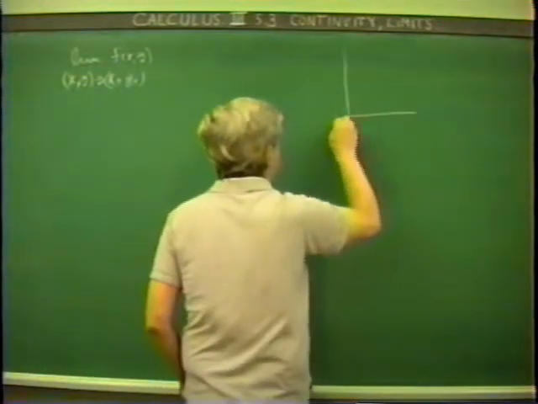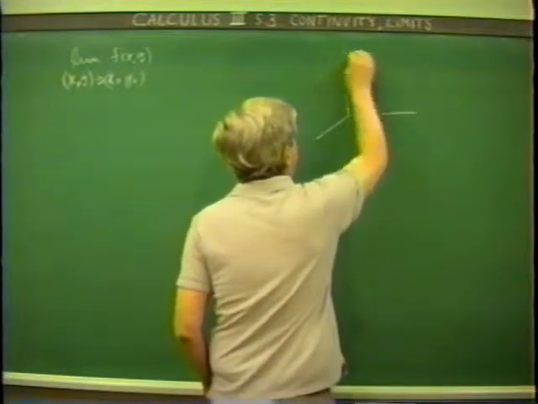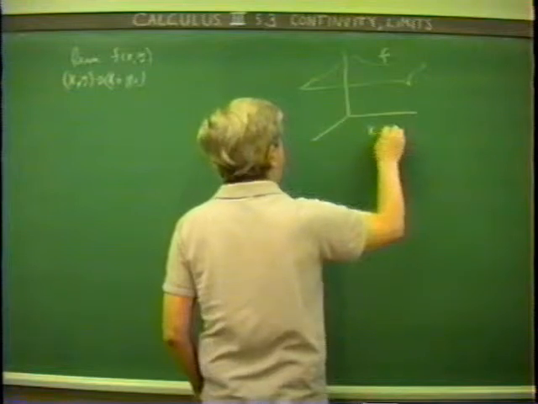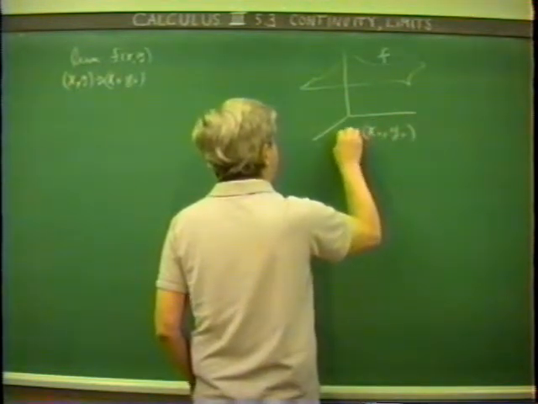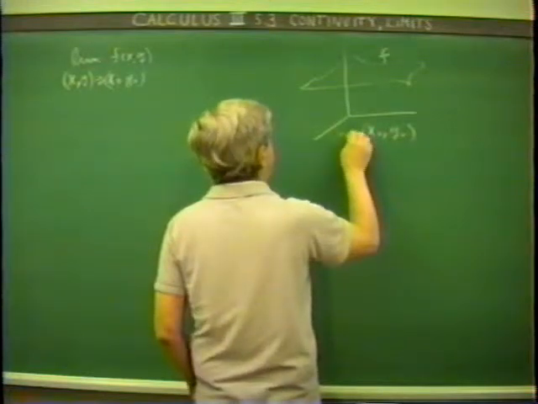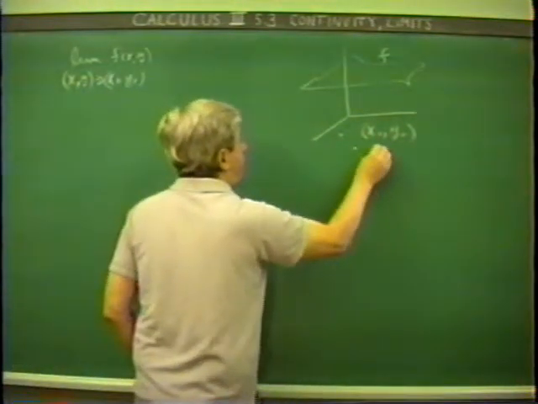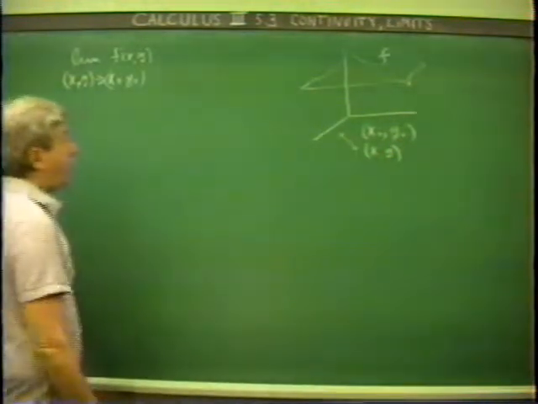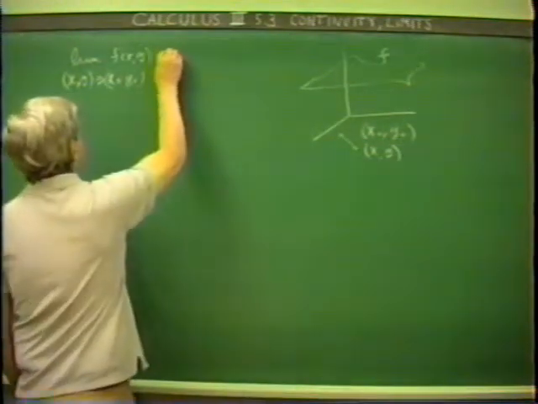The idea here is like this. We've got this function up here, f of x and y. Take a particular point x naught, y naught, and we want to know what the limit is as you consider points x, y close to x naught, y naught. Is there a limit, and what is this?